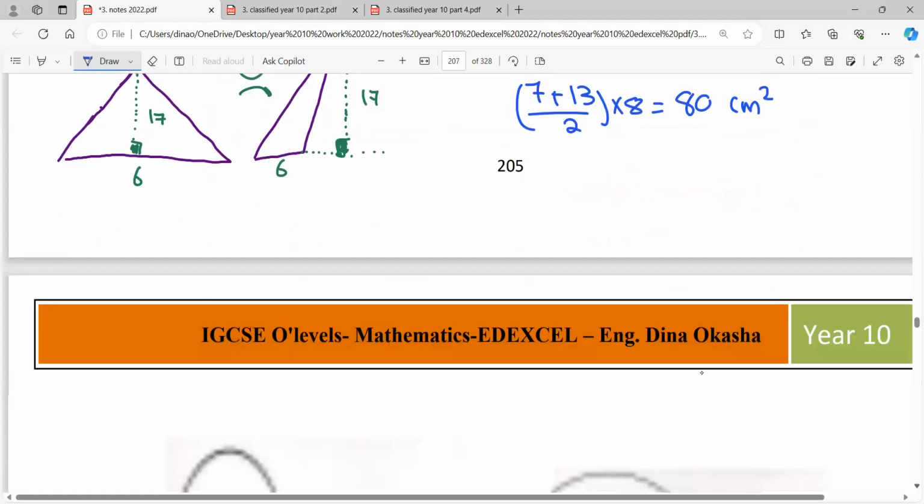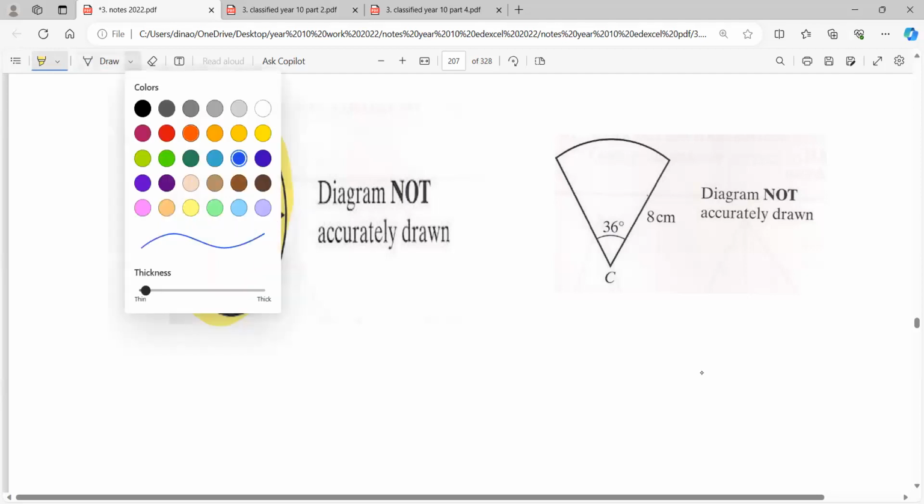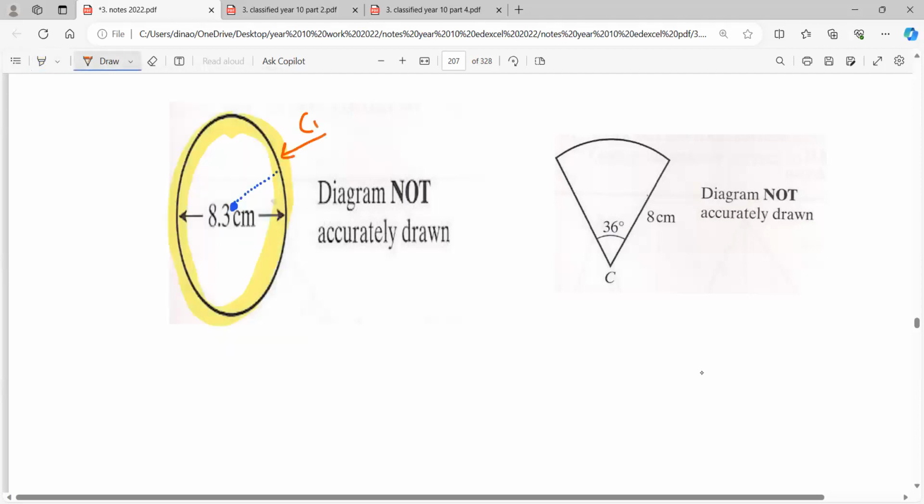Okay, now moving on to more rules. Now, this is a circle, and I'm going to actually add a semicircle. Now, again, what is a circle? A circle is a rounded shape, as you can see, and then there goes the center of the circle. This circular line over here is called the circumference of the circle.